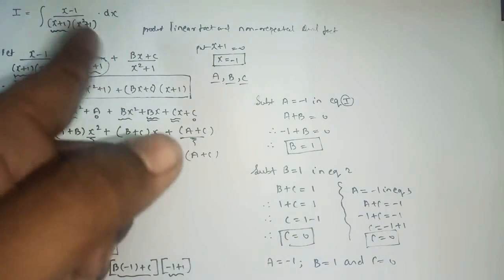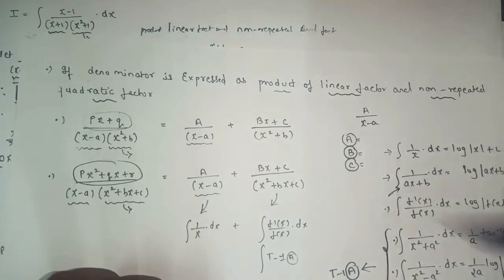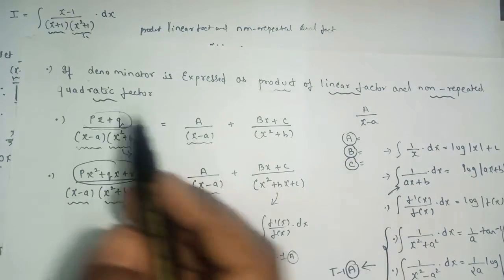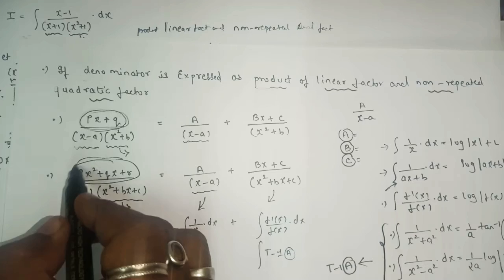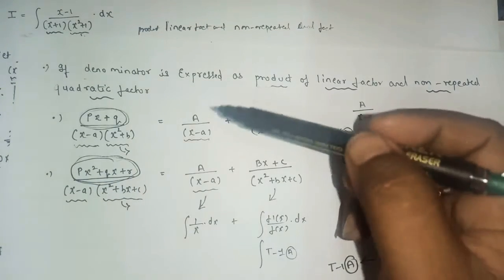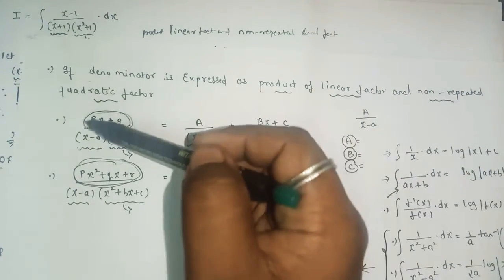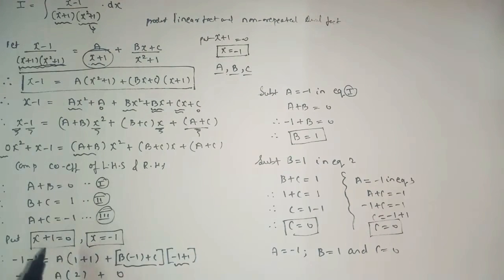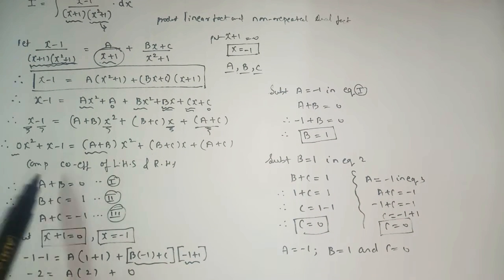So this function can be expressed as A upon x minus a plus bx plus c upon x square plus b. So it doesn't matter whether here we have a linear or a quadratic, the pattern will be same. Okay, for this if your quadratic is absent, so what will happen while finding the answer of ABC? When you compare the left hand side and right hand side coefficients, the x square term will be absent.